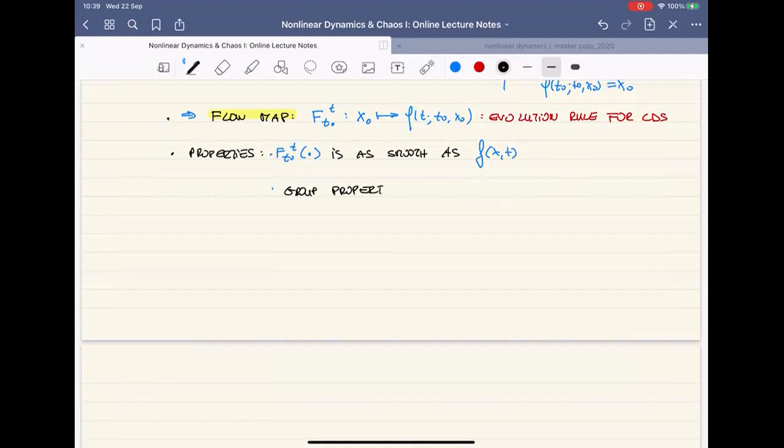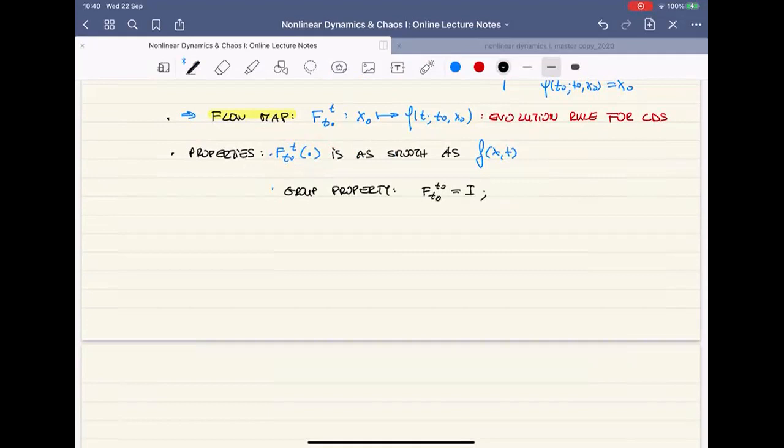This is a 2-parameter family of transformations, and it has these properties that make it nice. So first of all, f t naught is always the identity. And that you expect, right? Because that means you're starting at t naught, but you're not going anywhere. So the mapping should be the identity.